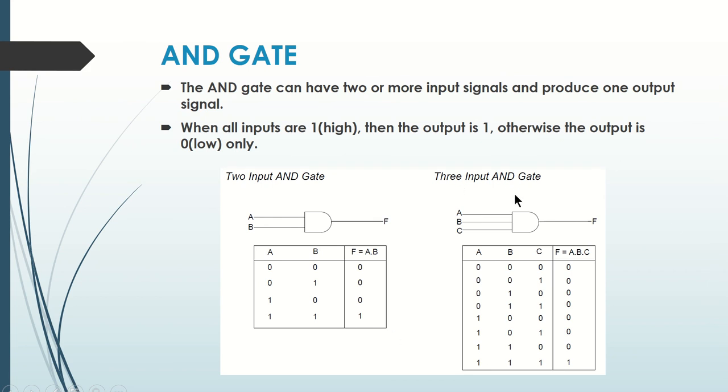And this is your 3 input AND gate. In the 3 input AND gate, you are giving all 3 inputs A, B, C, and when there are 3 inputs, there are 8 different combinations. When all inputs are high, the output is high. So these are the basic logic gates, right?